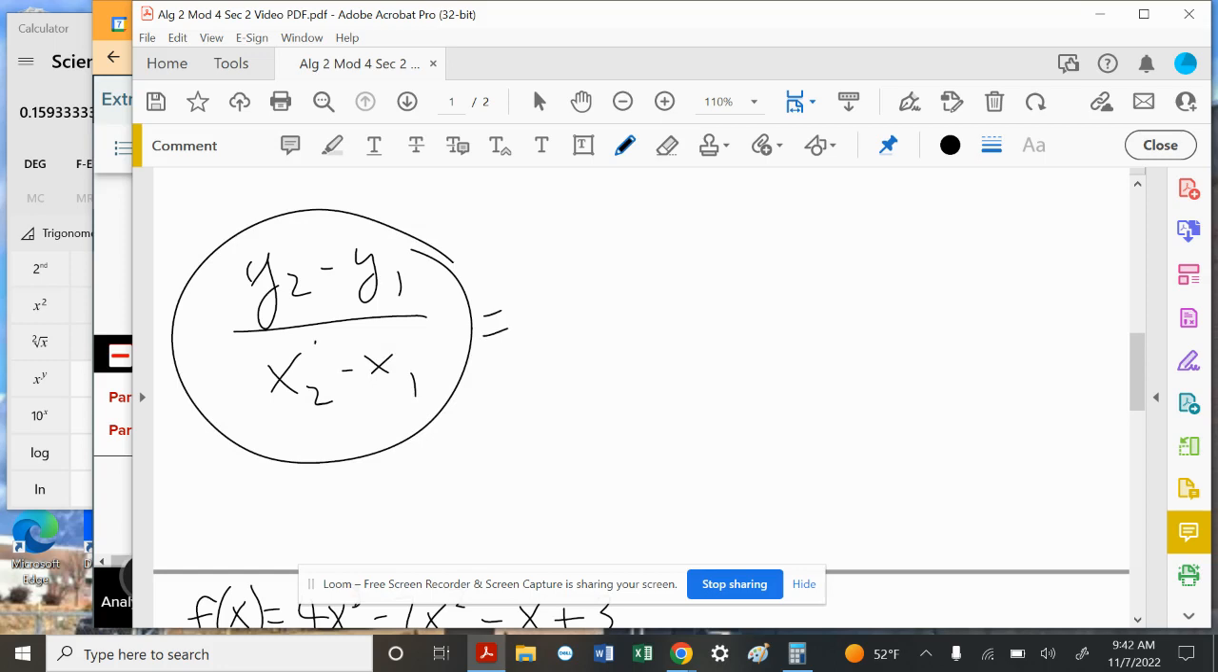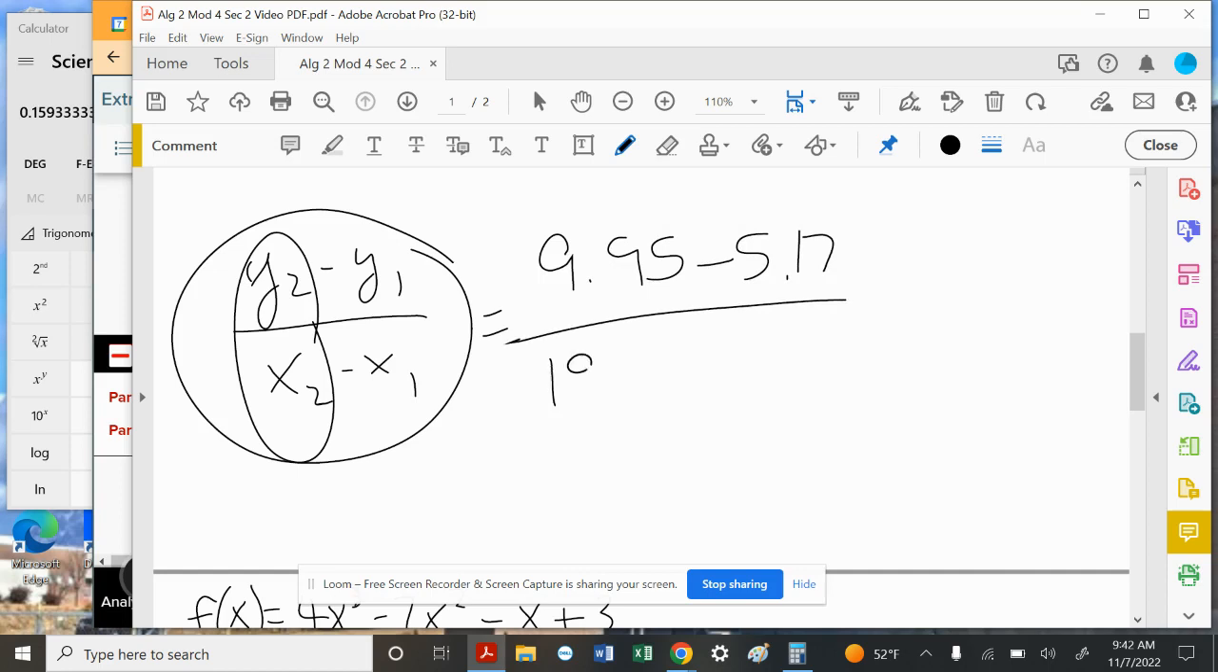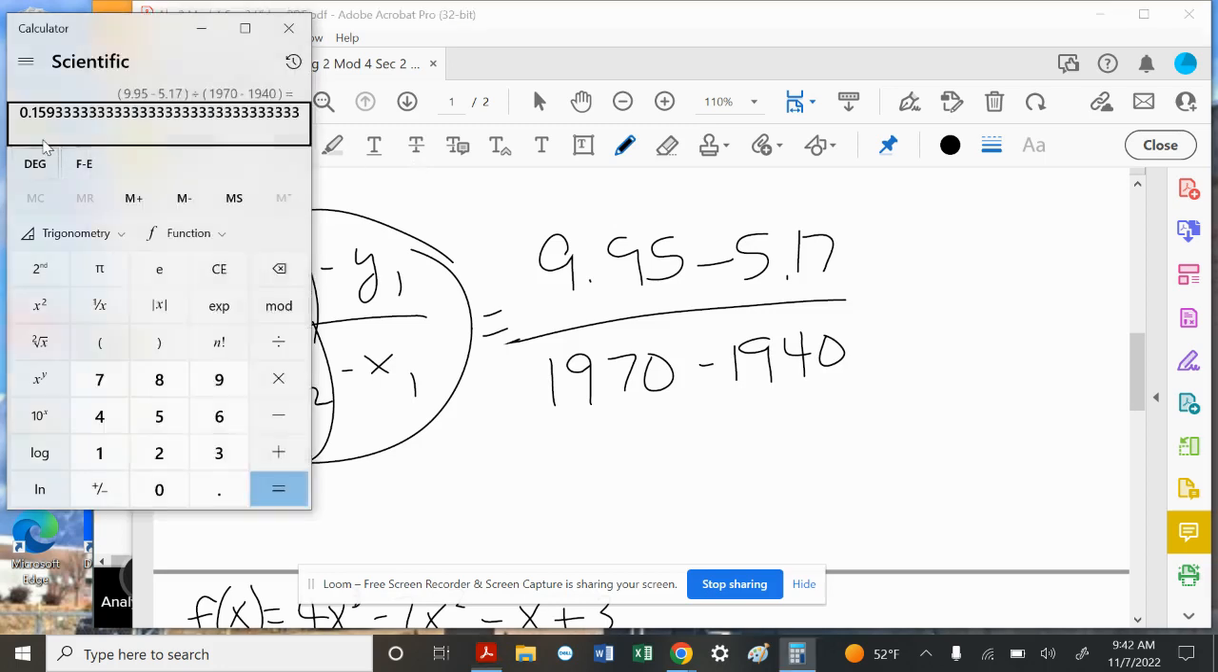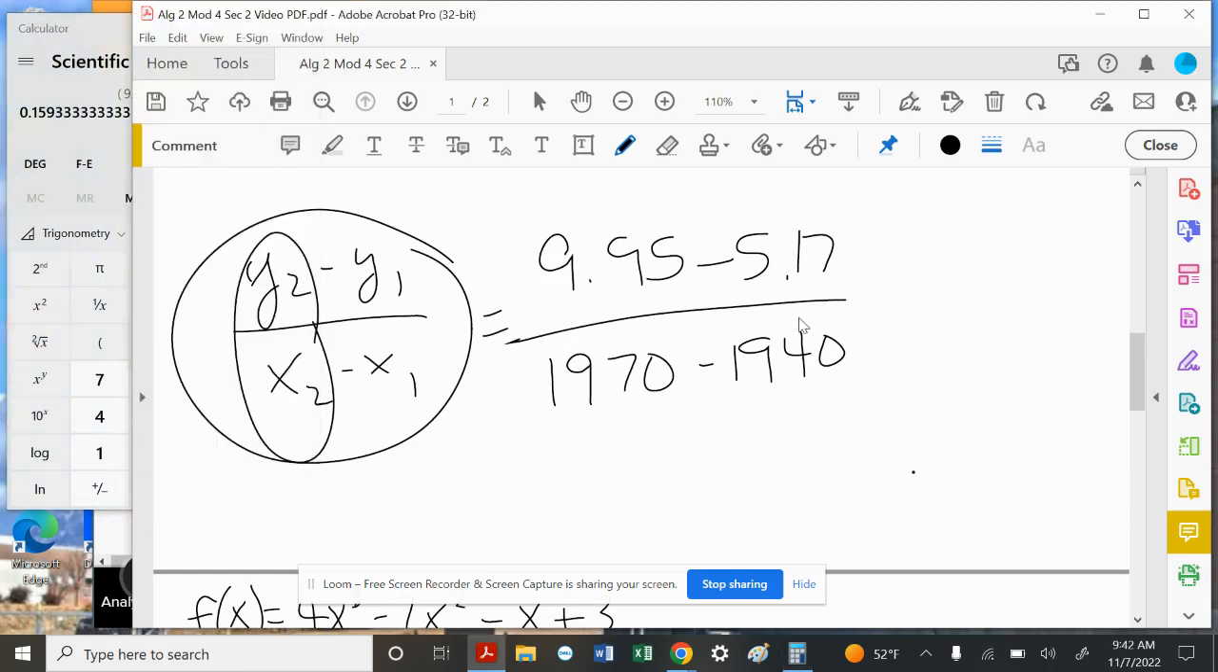So we subtract the y's, and make sure that these 2 points coordinate with each other. So the way that I did it was 9.95 minus 5.17 divided by 1970 minus 1940. Okay, so that's what I have on those things. I don't know if my equation's still showing up. Yeah, it does. So we can see that's my equation that we have there, because we're subtracting the y values divided by subtracting the x values. That's it.